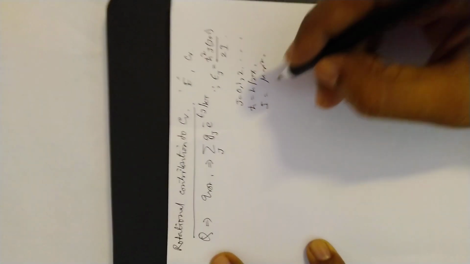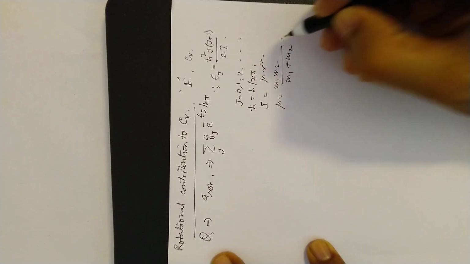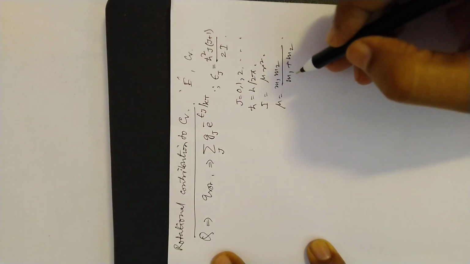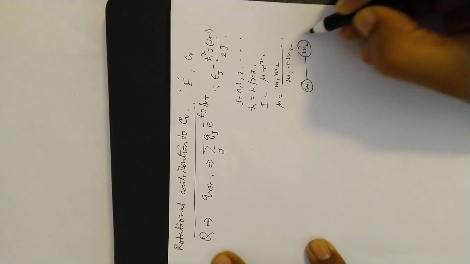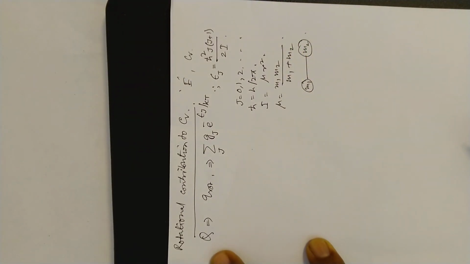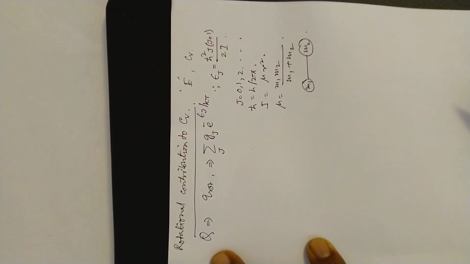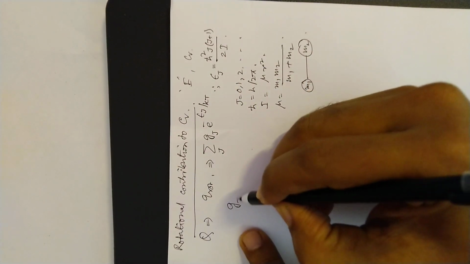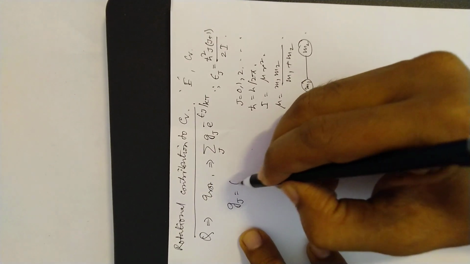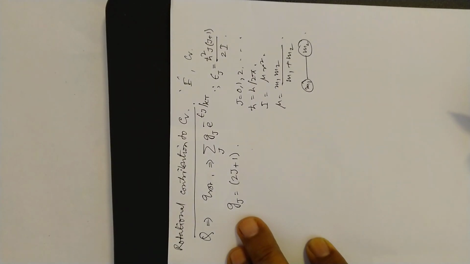So μ is nothing but m1 m2 by m1 plus m2, where m1 is the mass of one atom and m2 is the mass of the other atom in the diatomic molecule. This distance from center of mass to center of mass is r. Also we know that G_J, the degeneracy associated with a rotational level with rotational quantum number J, is 2J plus 1.